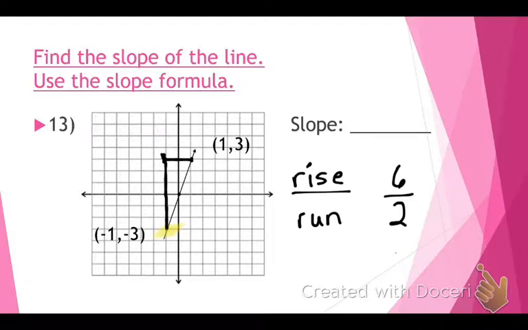3 over 1. Okay, and what is 3 over 1? It's 3. Okay, how many of you did it that same way he did it? Who did it a little different? Here's what you could have also done.